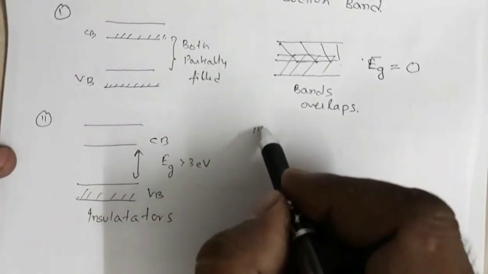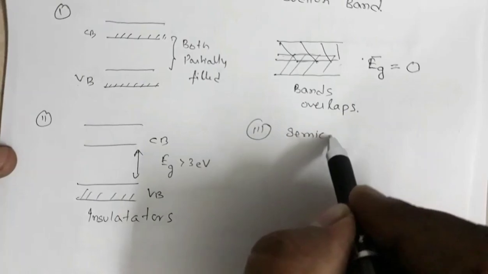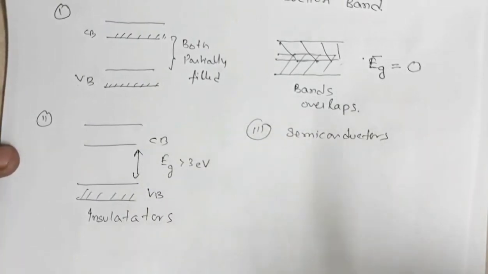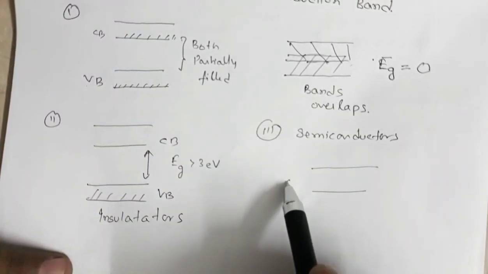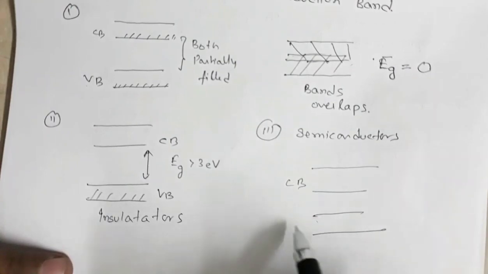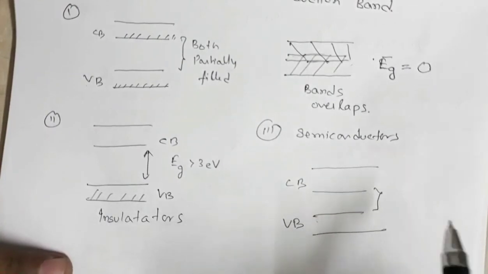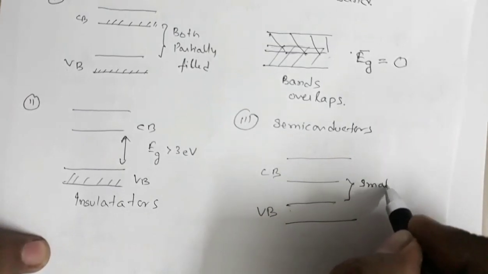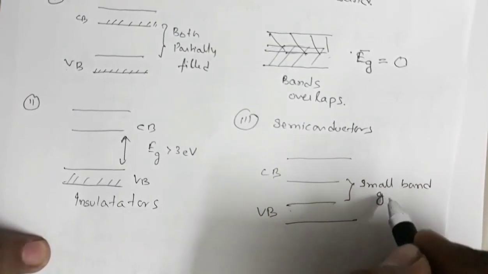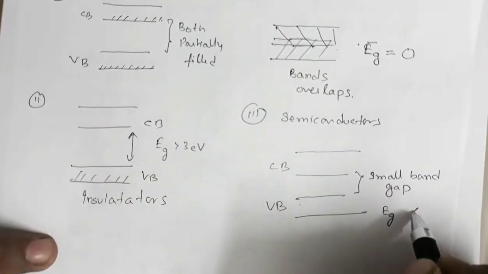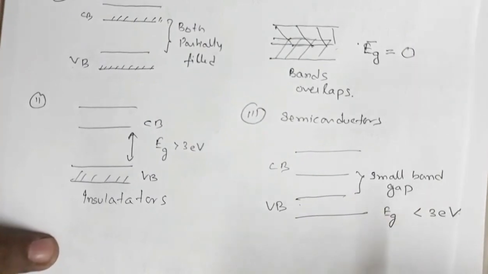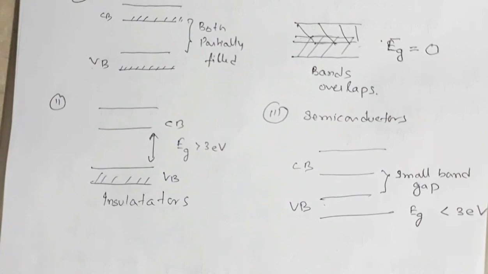Now, the third category is the semiconductors. Semiconductors are not conductors, so they can't have this kind of situation. What they have is the conduction band and the valence band with a small band gap. Insulators have a very large band gap. So here the energy band gap is less than 3 electron volt. This is the classification of solid materials based on energy bands.